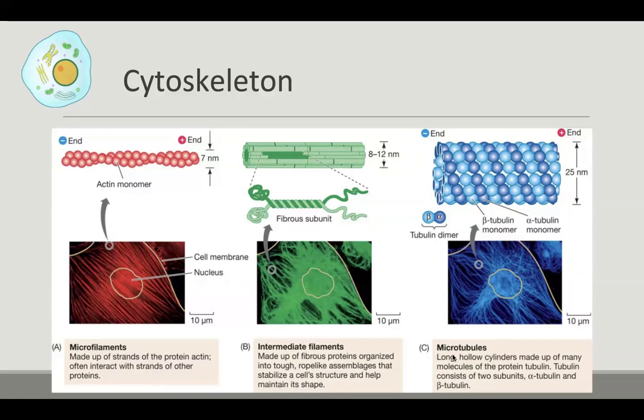Then you also have microtubules. Microtubules are hollow cylinders made up of tubulin. There's alpha and beta tubulin, and motor proteins such as kinesin and dynein move along the microtubule tracks. The flagella of prokaryotes and in our sperm as well is made up of microtubules.